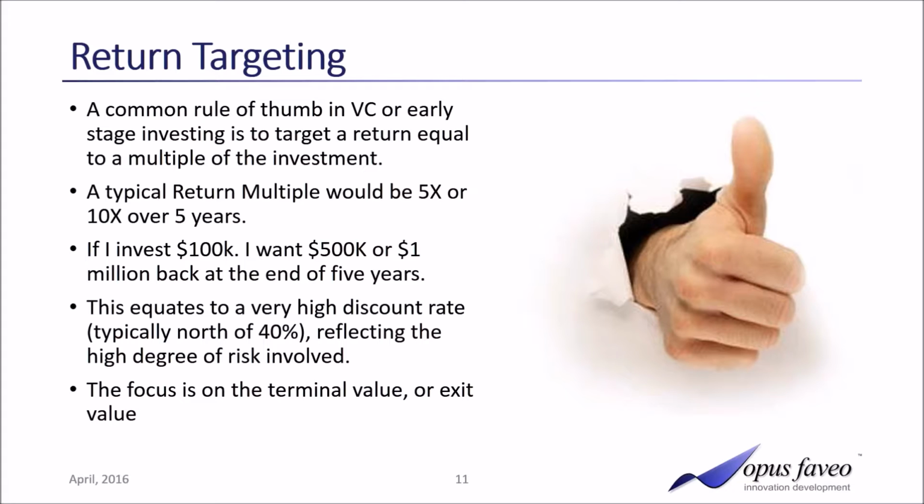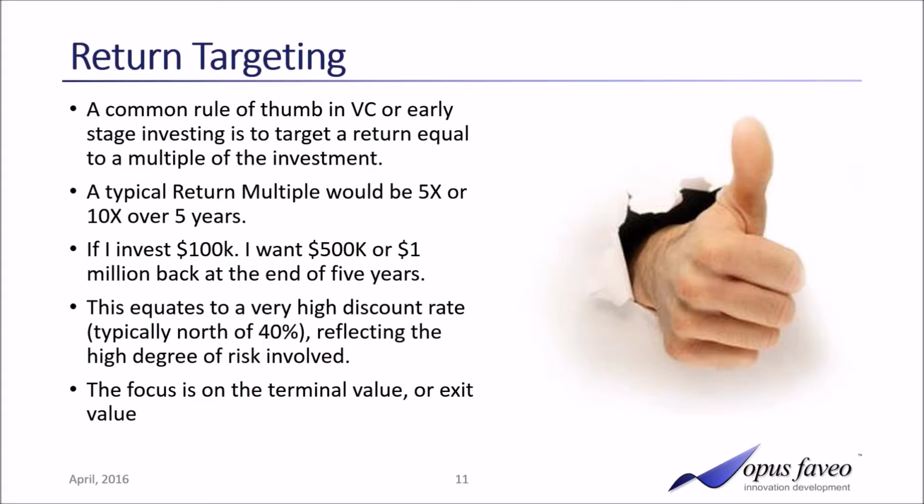If I have an estimate of the future terminal value, I can determine the current valuation simply by dividing by that multiple. So to take a simple example, if I believe the company will be worth $10 million in 5 years, and my return target is a 5x multiple, I will value the company at $2 million today. And I'd be willing to pay, for example, $200,000 for a 10% equity stake. This approach makes sense to VCs because they're generally investing over a finite horizon.